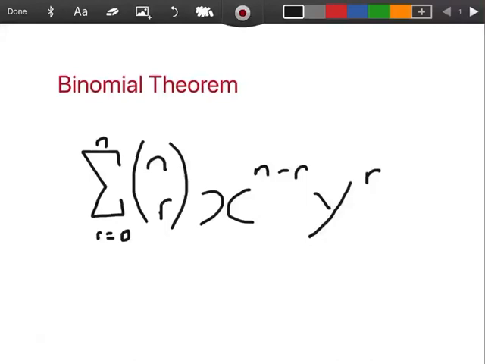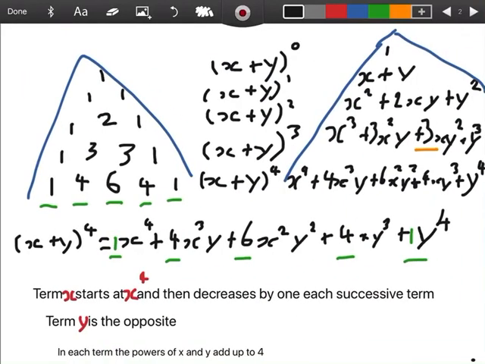Hope you caught that. As you can see in writing here, this is actually the binomial theorem. Now it might look a bit daunting at first, but I'll explain it well enough that by the end of this lesson I hope you will understand this. Right, let's get into it.